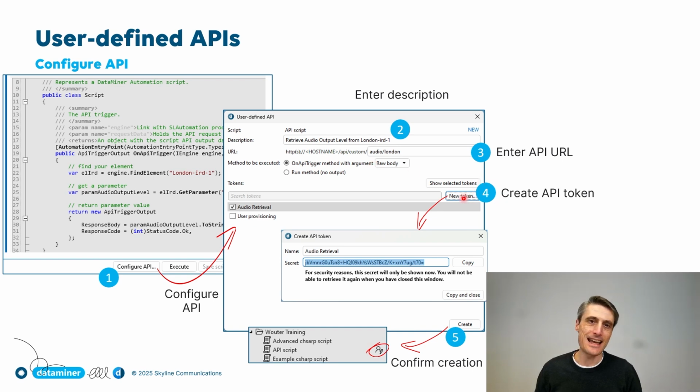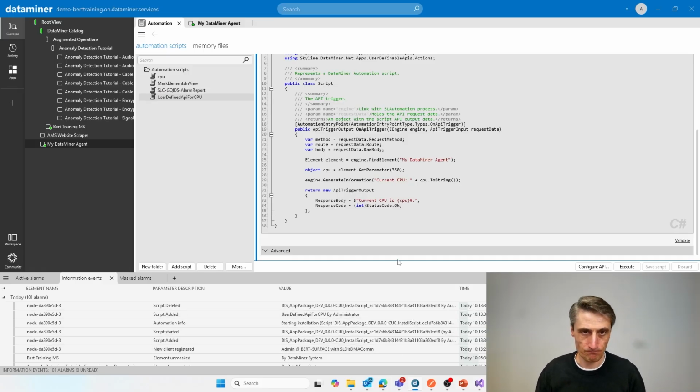And then we can create a new token, which allows us to get that secure password, secret kind of thing, to be able to call this method. You can see that this automation script is configured as an API, and then we will be able to call it. So let's expose this user-defined API for CPU.